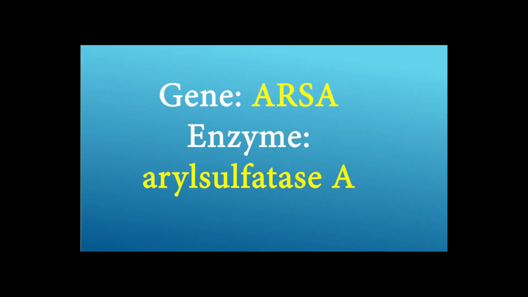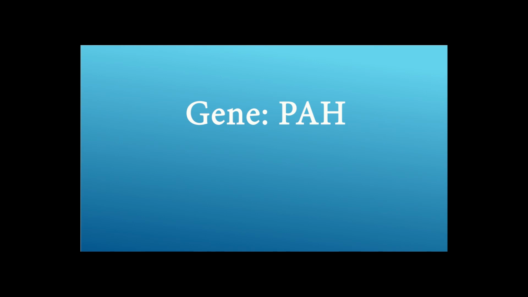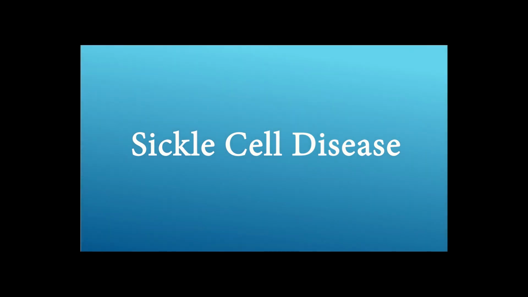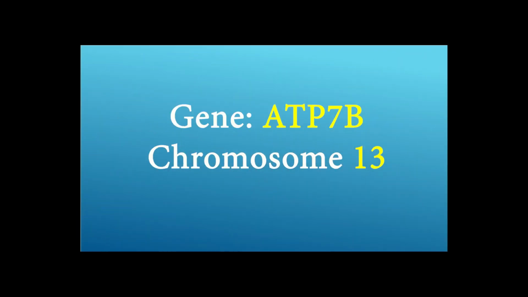Metachromatic Leukodystrophy, MLD, gene ARSA, coded for enzyme arylsulfatase A. Phenylketonuria, PKU. PKU gene mutation, PAH, coded for phenylalanine hydroxylase. Sickle cell disease, gene mutation HBB, coded for beta-globin production. Wilson's disease, gene ATP7B, located on chromosome 13.